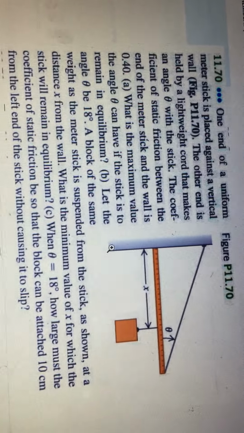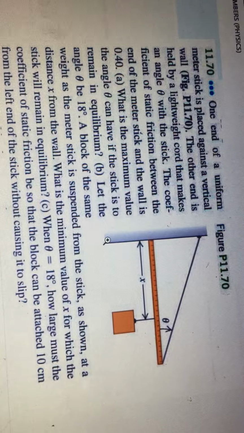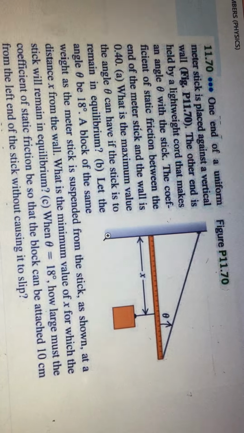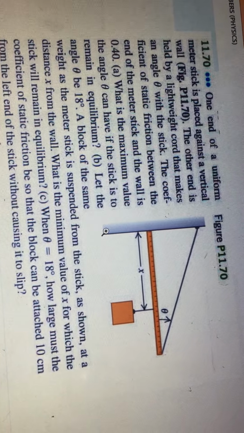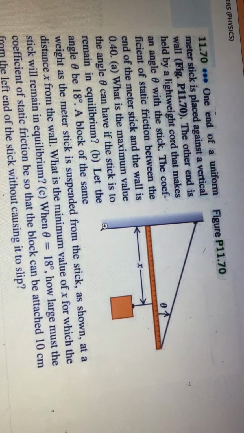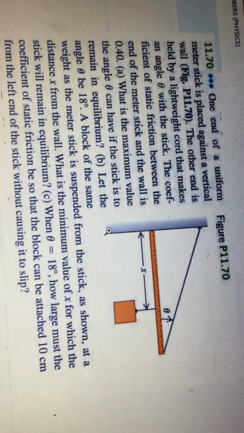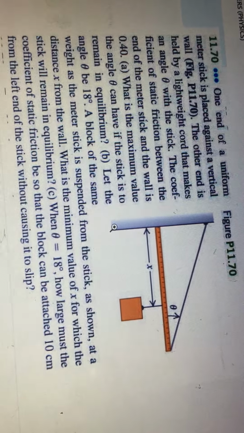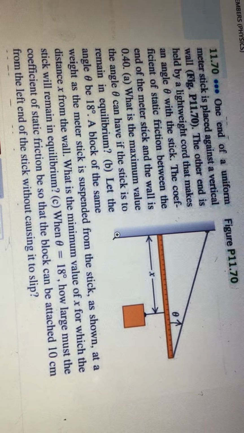Hello guys, this is our question. It says one end of a uniform meter stick is placed against a vertical wall. See Fig. P11.70. The other end is held by a lightweight cord that makes an angle theta with the stick.